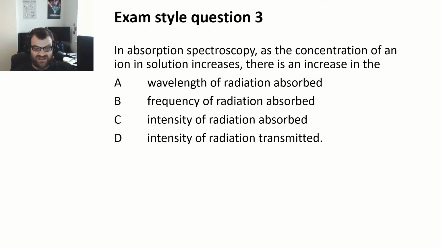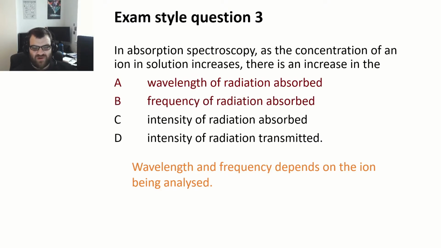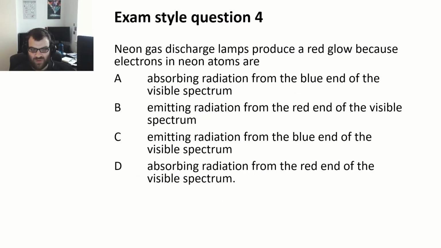Next kind of question is actually looking at the practical uses of absorption spectroscopy, where we're determining the concentration of an ion. First two options are talking about wavelength and frequency, and that depends on which ion we are analysing. So you have different wavelengths, which in turn means a different frequency if we're talking about sodium versus potassium, for example. We're then talking about absorption spectroscopy. We're looking at the intensity of radiation that's absorbed by the sample. In this type of question, we're asked to look at not only emission versus absorption, but also whereabouts in the electromagnetic spectrum we are focusing on.